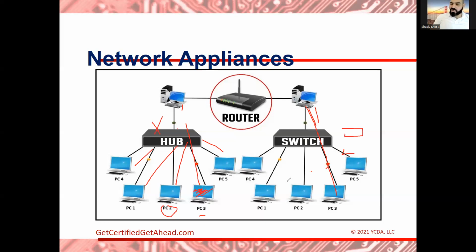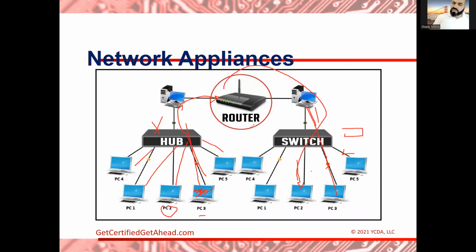He wanted to talk to computer number 2 in the blue network here. What he will do is send his traffic to the router, and the router, based on the IP address, because this is the main functionality of a router, will be able to deliver the message to PC2.